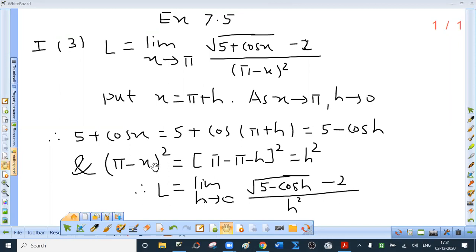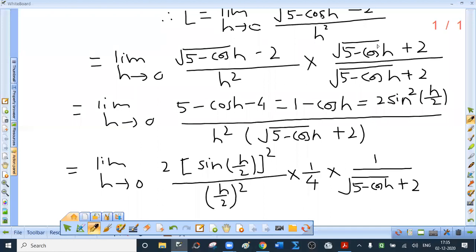Denominator, square of pi minus x, pi minus in bracket pi plus h. So minus pi minus h, rather in bracket pi plus h. When you open the bracket, this is pi minus h bracket square, that is h square. So we get the limit as h tends to 0 of root of 5 minus cos h minus 2 upon h square. Now you know what should be done. Yes, you have to rationalize the numerator. Write down.